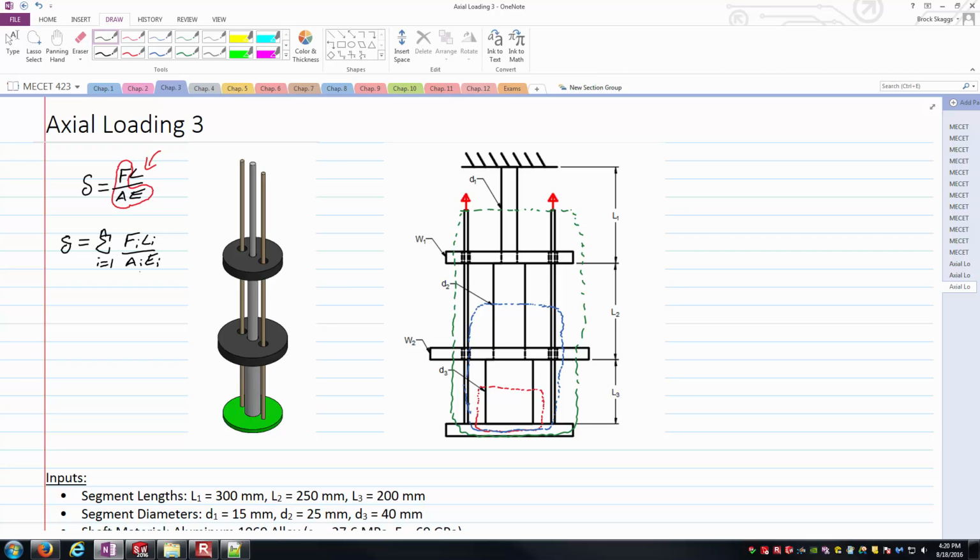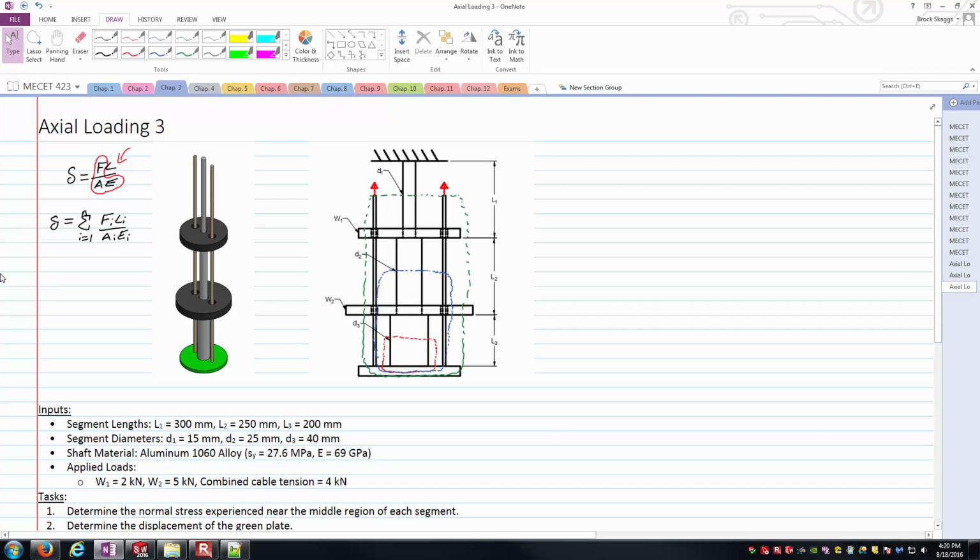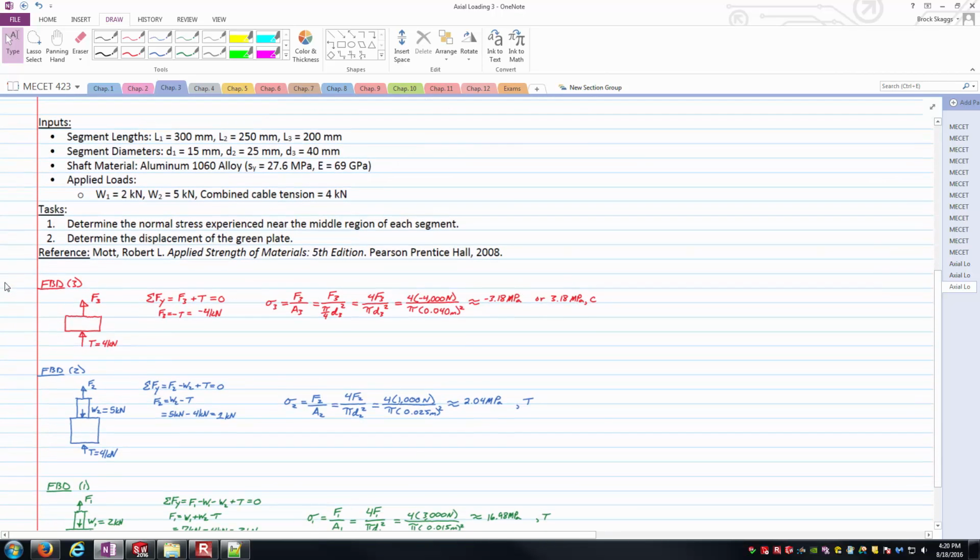One other thing before we get too carried away with that formula is that this base formula we're using is actually derived from Hooke's law, which requires the stresses to be below the yield strength of the material itself. So that's one of the things I'm going to purposely check here.